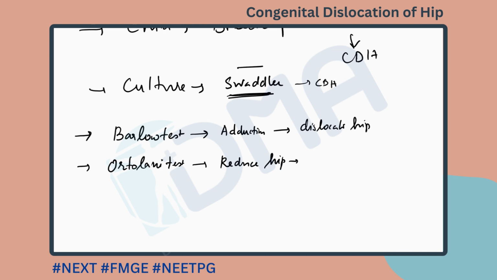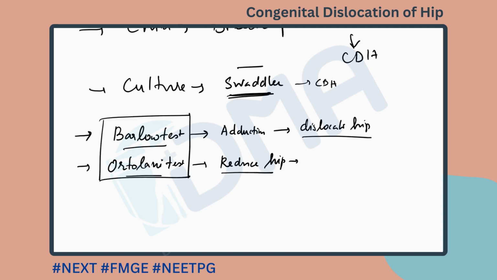test. So in Barlow's test, you dislocate the hip; when you try to dislocate, it dislocates. In Ortolani test, the dislocated hip is reduced back into the socket, so you hear a click sound. These two tests are very important in diagnosing CDH. This is a repeatedly asked question, the most commonly asked question in this area.